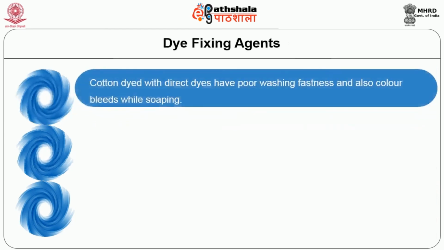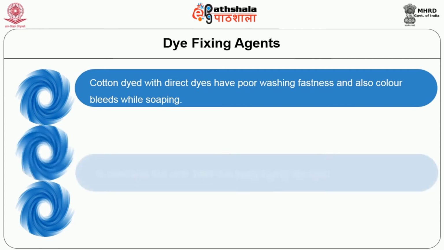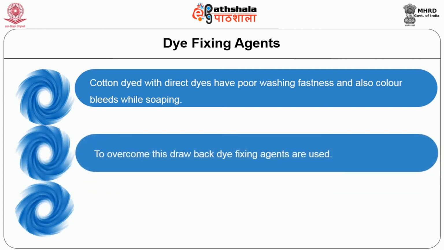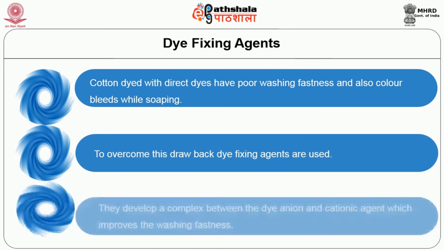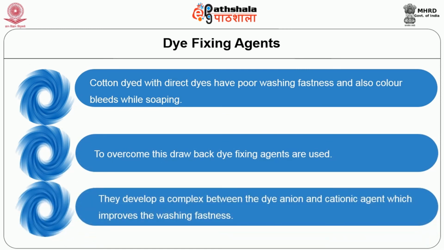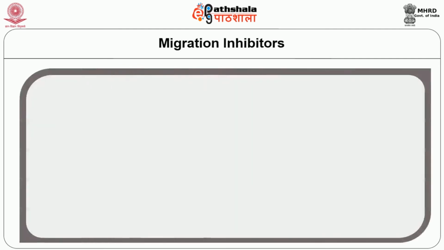Dye fixing agents: cotton dyed with direct dye has poor washing fastness and also color bleeds while soaping. To overcome this drawback, dye fixing agents are used. They develop a complex between the dye anion and cationic agents, which improves the washing fastness.